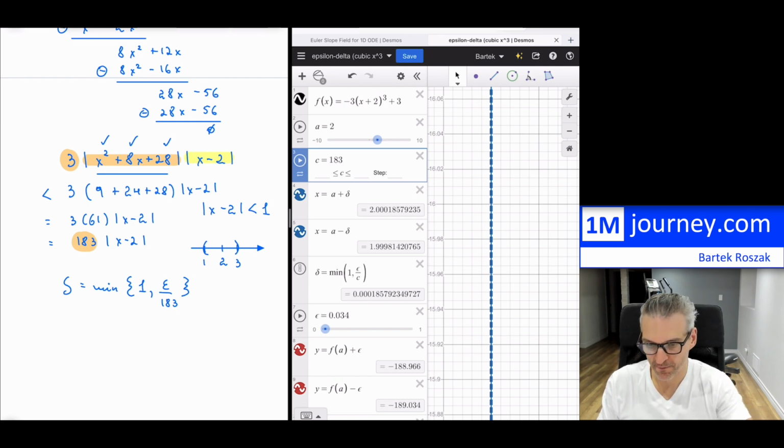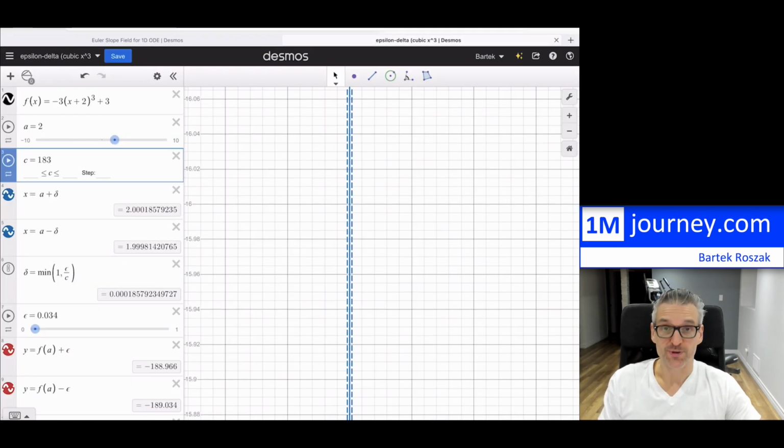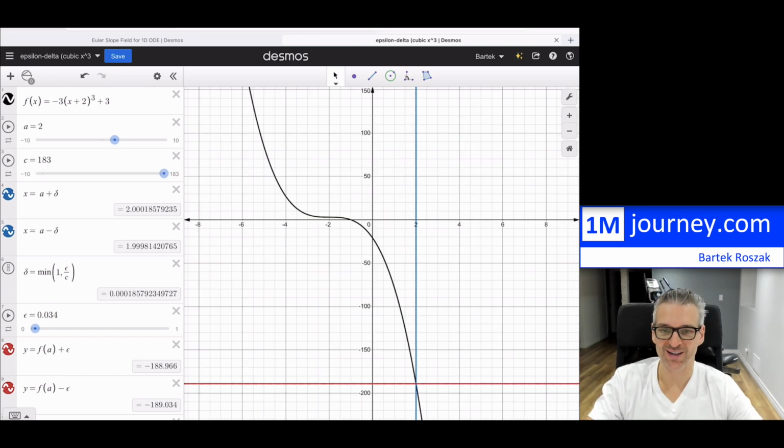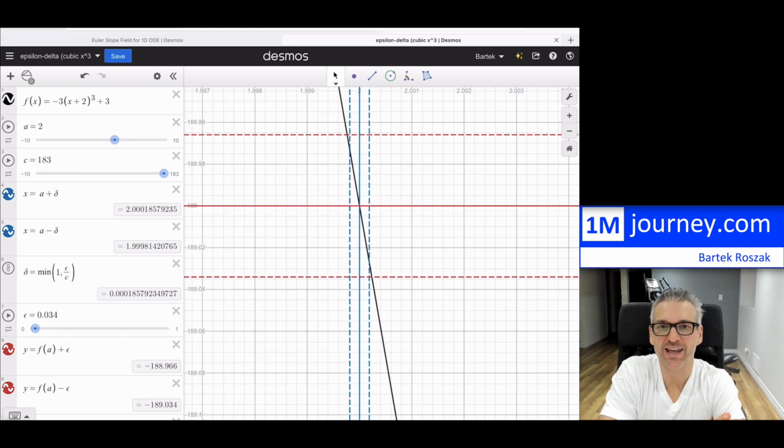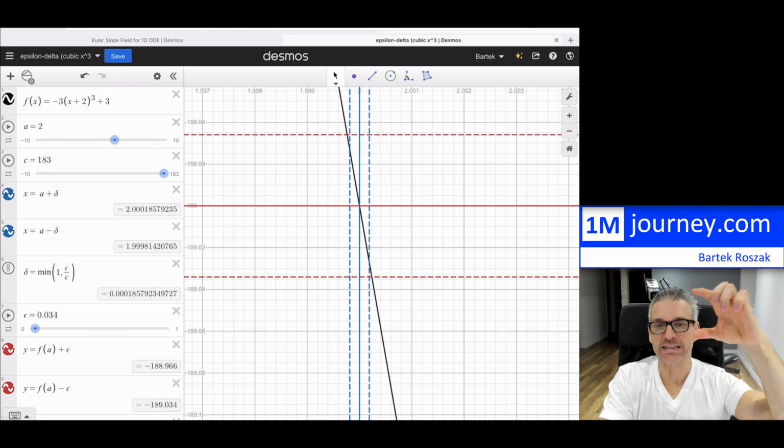All right, so let me zoom out and zoom in and find this. Here it is. Notice at 2, and then -189. I've got to zoom in there. And look at that, that's wicked, it's amazing. Notice within our delta, we're within that bound, and we are indeed within our epsilon of the limit.